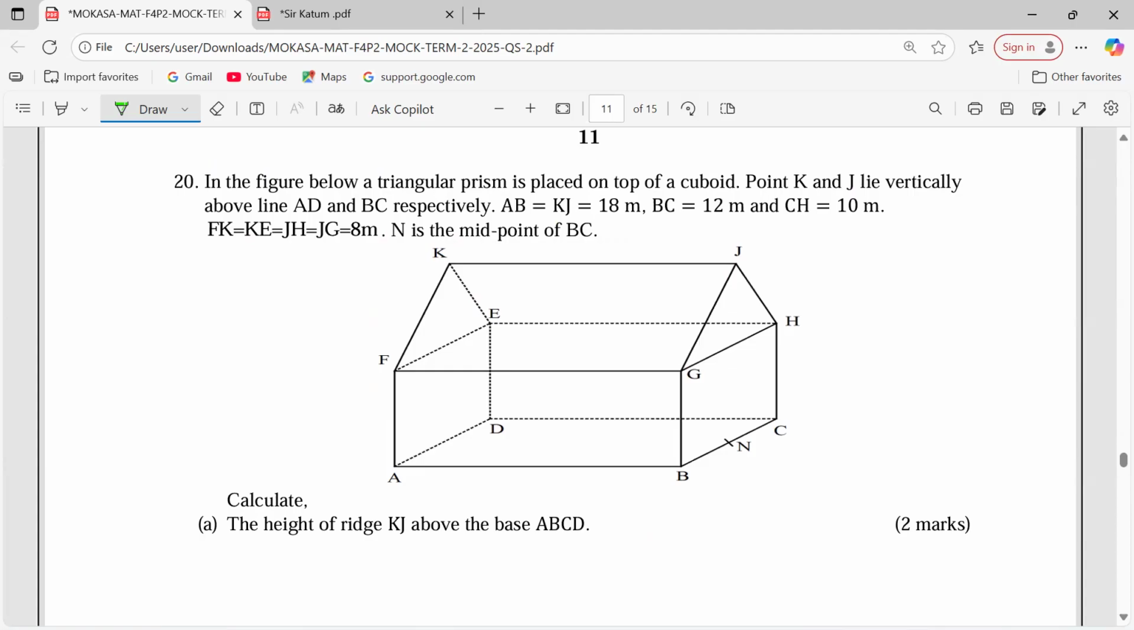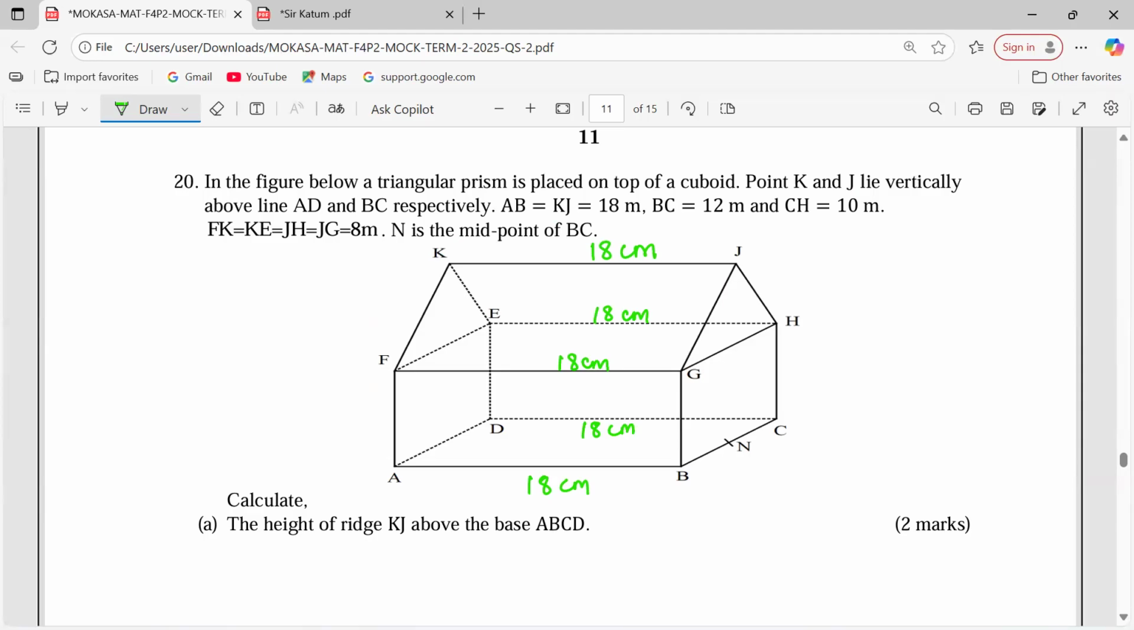Vertically above line AD and line BC respectively. As you can see, AB, the length, equals KJ, and that is equal to 18. Let me indicate 18 centimeters. Also, this is 18 centimeters, meaning that this is also 18 centimeters. This is also 18 centimeters. We have very many 18s here. BC equals 12.